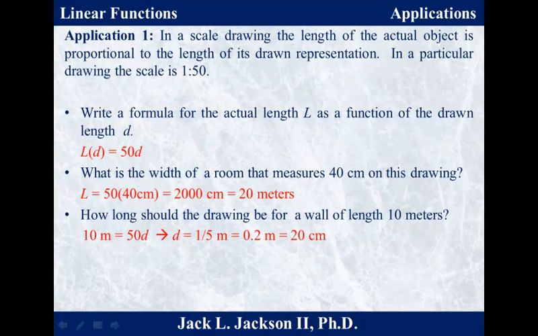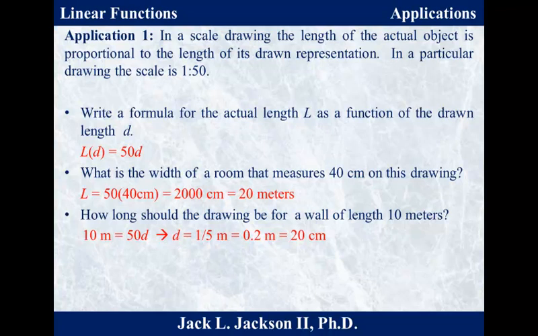Well, notice since the room is the bigger one, the actual thing is the bigger one, and the drawing is smaller, the 1 goes with the drawing, the 50 goes with the real thing. So basically, if you have a 50 centimeter real object, you have a 1 centimeter drawing of it. Now, we asked for the actual length as a function of the drawn length. L is a function of D. So L of D is 50 times D. So there's the function. If we did the inverse function where we had little d equals, then it would be 1/50th of L.